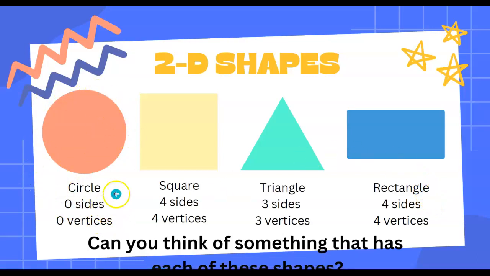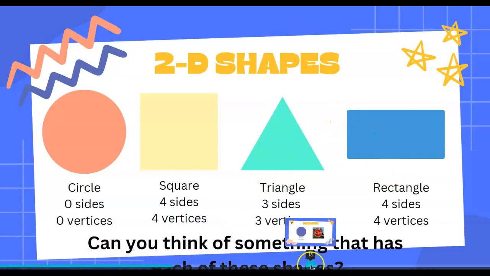Circle, we said it has 0 sides and 0 vertices, and we know this technically isn't a polygon. It's still a 2-dimensional shape, but it's special in the sense this one's not a polygon because it's curved, because it doesn't have 3 or more sides, okay? But then these others all are: square, triangle, rectangle. We've got 4 sides, 3 sides, and 4 sides. So here's a quick example. Can you think of something that has these shapes? Can you think of something, you look around your house right now.